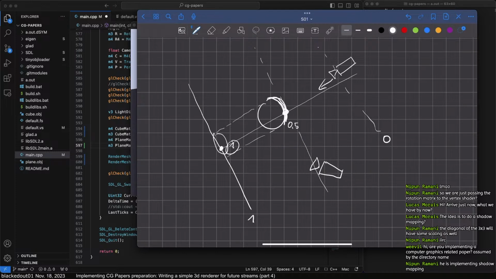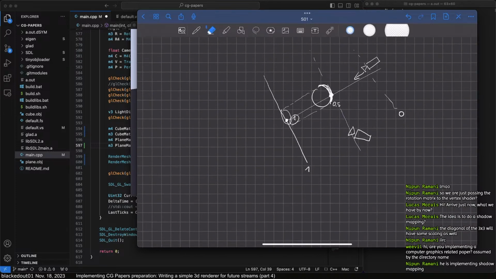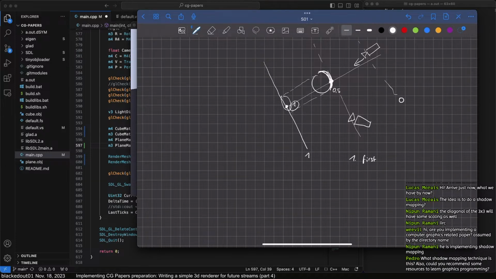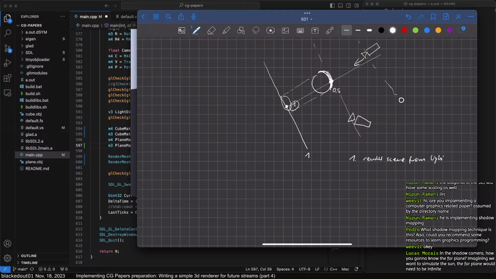So yeah, today I won't implement any papers, or I mean, I don't know if basic shadow mapping was published in some paper, but the plan for the future is to implement some computer graphics papers. But today I just want to implement shadows. Yeah, so to sum this up, we first render the scene from the light's point of view.